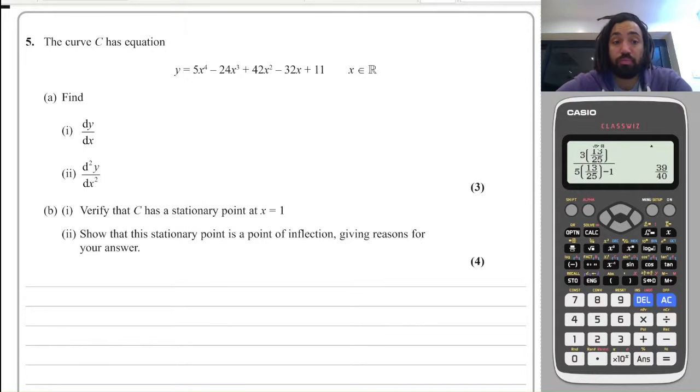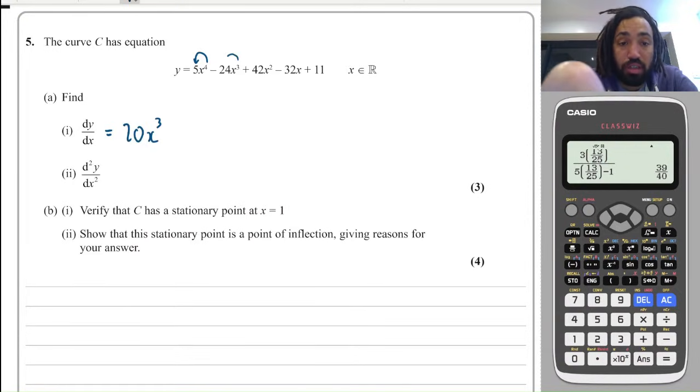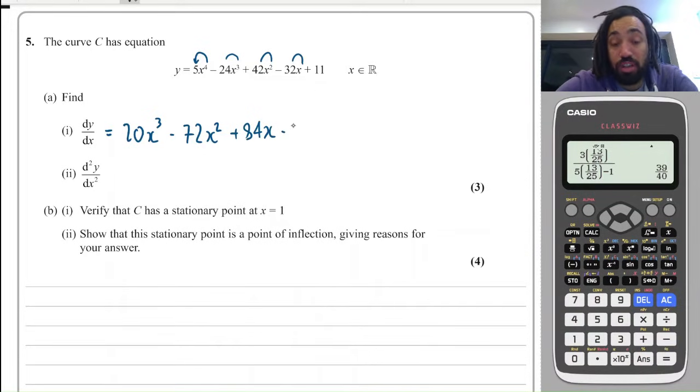Working out the derivative. Well, we should know that for the derivative of a polynomial, we bring the power down, so 4 multiplied by 5 is 20, and then we drop that power down by 1. So 3 times minus 24 is minus 72, drop down by 1, 84, drop down by 1, 1 times minus 32 is minus 32, drop the power down to 0, which is just 1 itself, and any constant differentiates to 0.